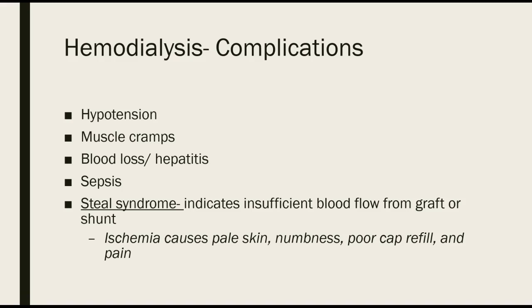Steal syndrome. Steal syndrome is related to the access of the graft or fistula or shunt. It's where there's an insufficient amount of blood flow because of the graft, and the blood is shunted away from the peripheral or distal extremity. What you'll start to see is ischemia that will cause pale skin or numbness, poor capillary refill, and potentially pain that is distal to the access site.